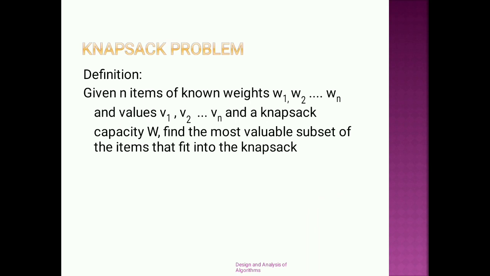Given n items of known weights, we use the letter W for representing the weights of the items, W1, W2, so on up to Wn, and the values V1, V2, so on up to Vn. These are the values of the items, or the profit we gain if we select the items, and also the knapsack capacity. We use the capital letter W. Our problem is to find the most valuable subset of the items that fit into the knapsack bag.